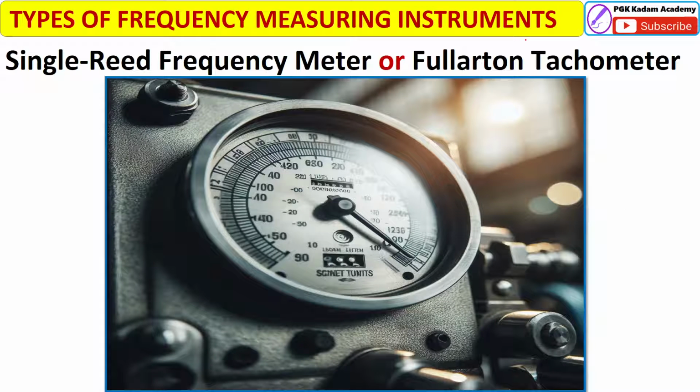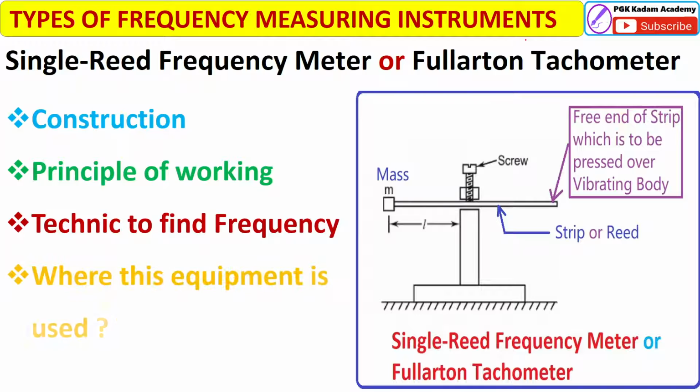Dear friends, the single reed frequency meter or Fullarton tachometer. Here in this figure, you can watch the construction, principle, technique, and where this equipment is used. You can see here in this figure the construction of this single reed frequency meter. We can see here the mass is attached at one end, and the strip, or we can say the reed, is fixed on this vertical by means of the screw, and one free end of the strip is pressed over the vibrating body.